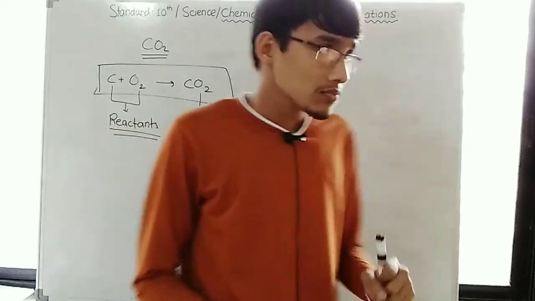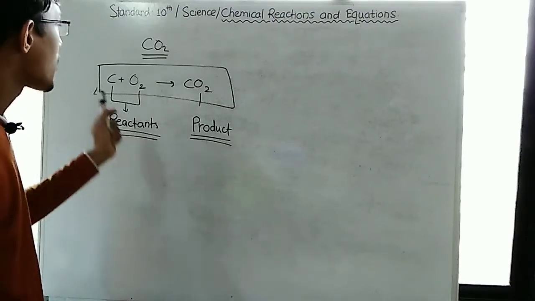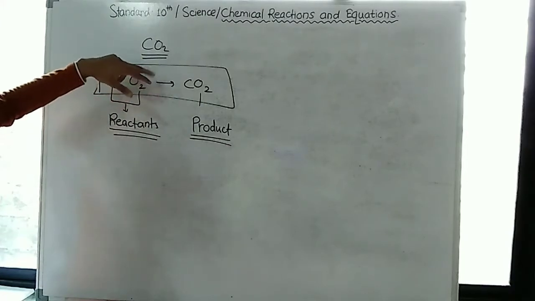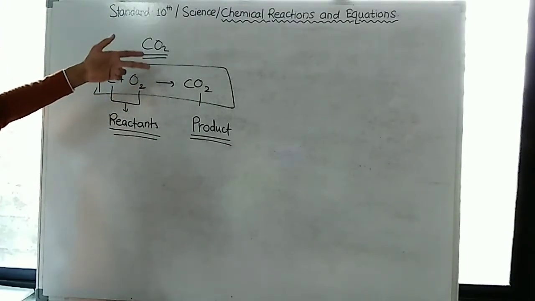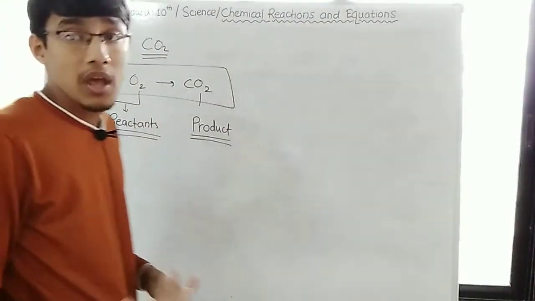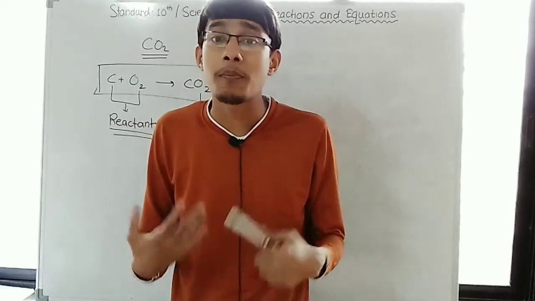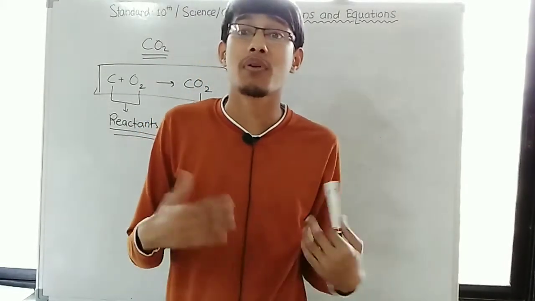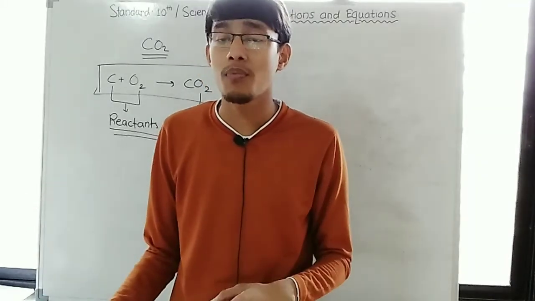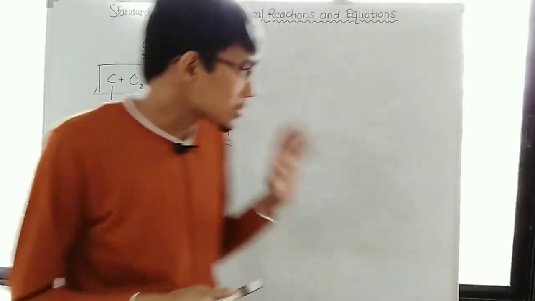Now this arrow is used for many purposes in writing a chemical equation. We can use some symbols above the arrow or below the arrow. We can write some more information about the reaction on this arrow. We can write the temperature at which the reaction has been performed. We can mention the pressure at which the reaction is performed. We can mention the climatic conditions also.